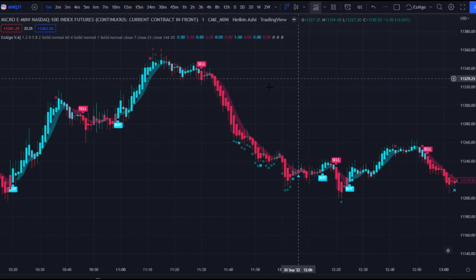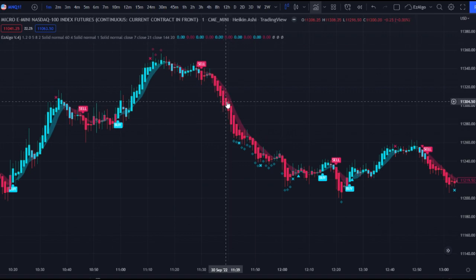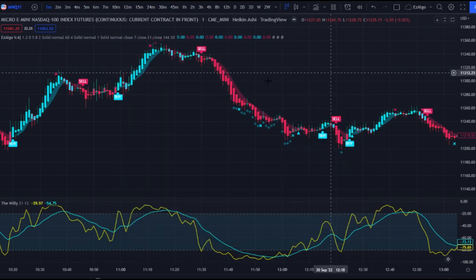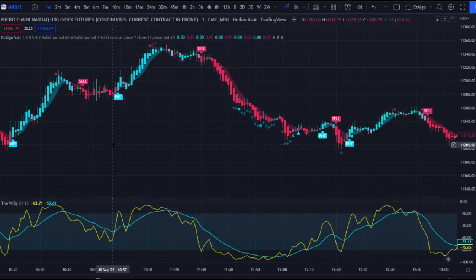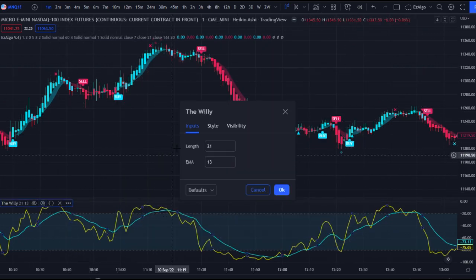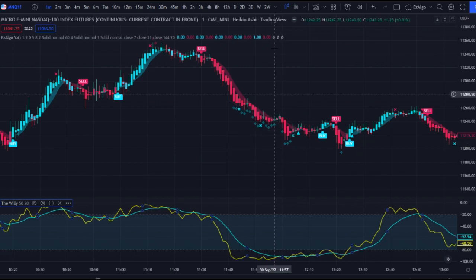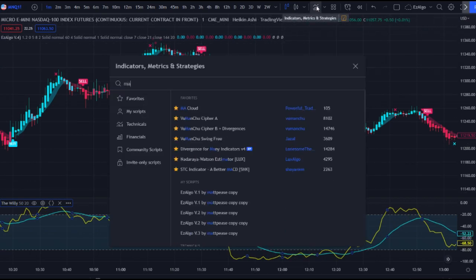The next 2 indicators are free TradingView indicators. So you're going to come up here to indicators and type in the Willie. The first indicator we're going to be using is this Williams %R, also called the Willie, but we're going to change some settings. We're going to go into settings and change the length to 50 and the EMA to 20. Those are the settings for the Willie.